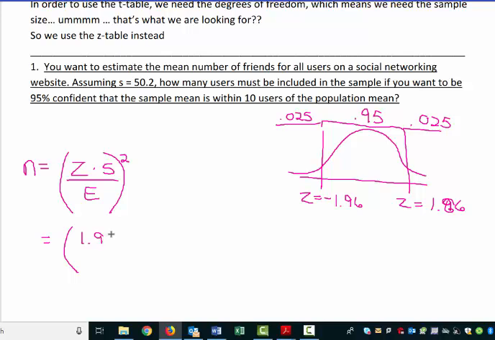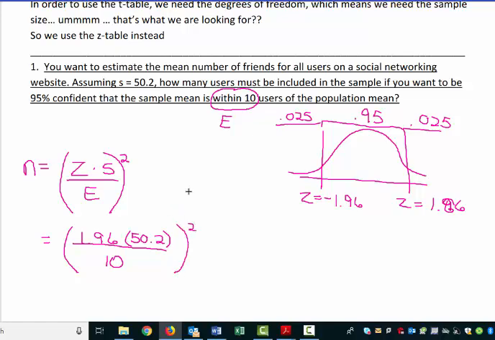This is 1.96 times the standard deviation that they are giving us. They're always going to give that to you, FYI. Divided by the E, which is the plus or minus part. So we need to keep on reading. See what it says. How many users must be included if you want to be 95% confident that the sample mean is within 10 users? So plus or minus 10. This is my margin of error. And this is not in percentage. This doesn't say 10%. It just says 10. So we just put 10. We don't change that to a percentage.